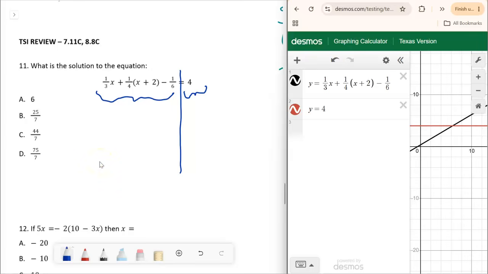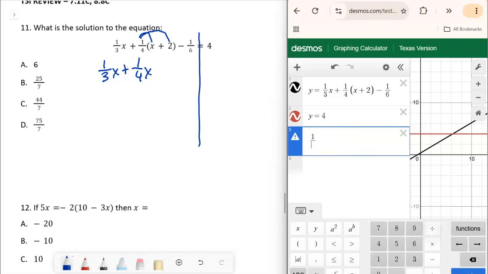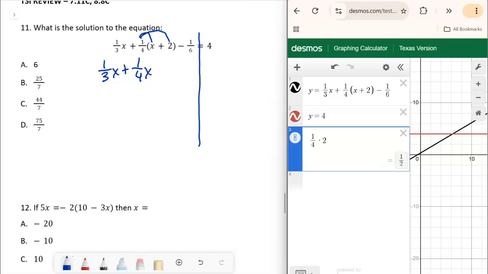If we do it by hand, let me erase this. The first thing is to distribute, so I'm going to distribute right here. 1/4 times x is a 1/4 x. Bring down the 1/3 x. That was a plus 1/4. And then 1/4 times 2, you can put that in decimals. 1/4 times 2, hit the fraction button, is a positive 1/2, minus 1 over 6 equals 4.